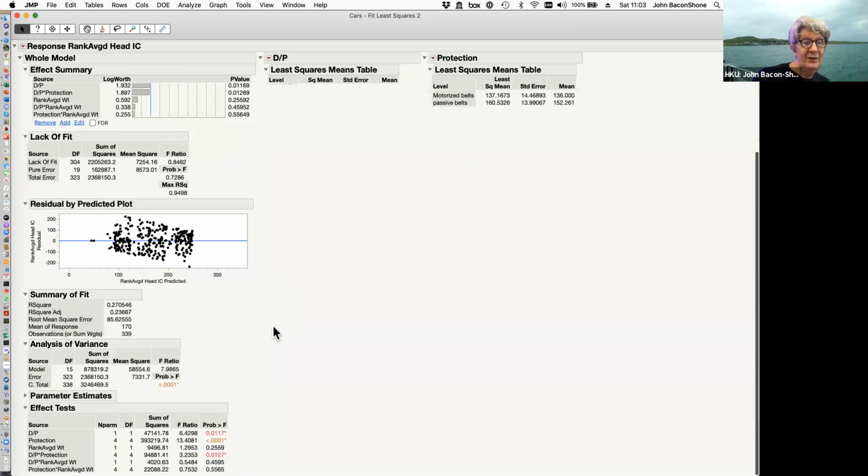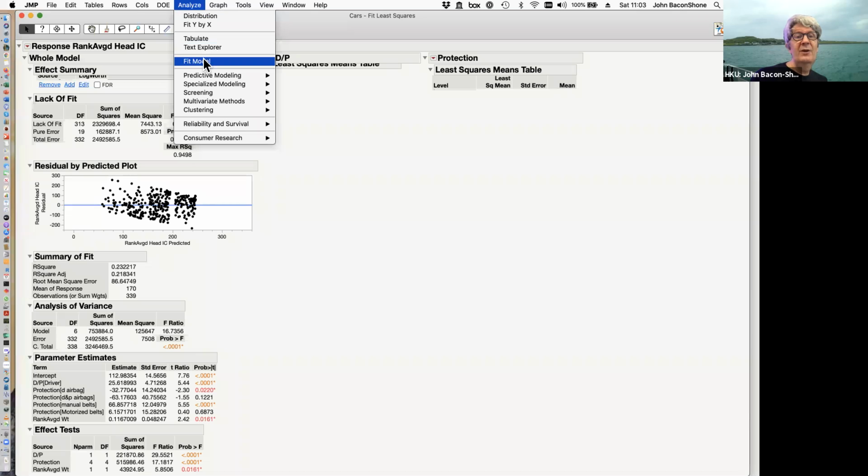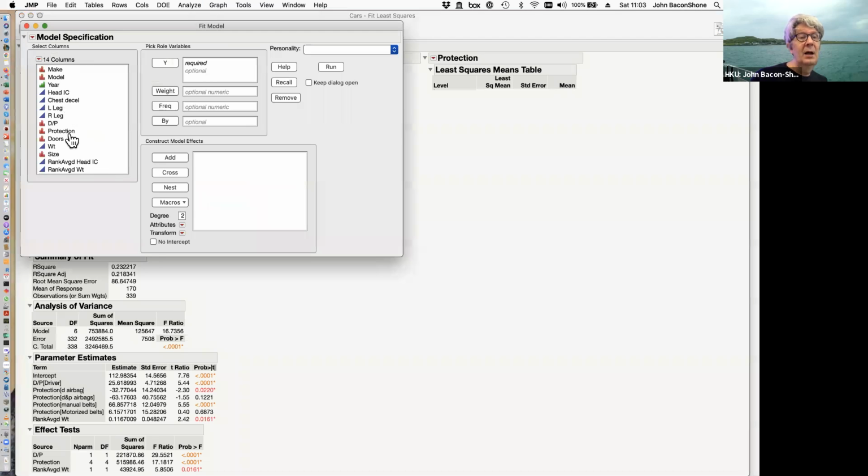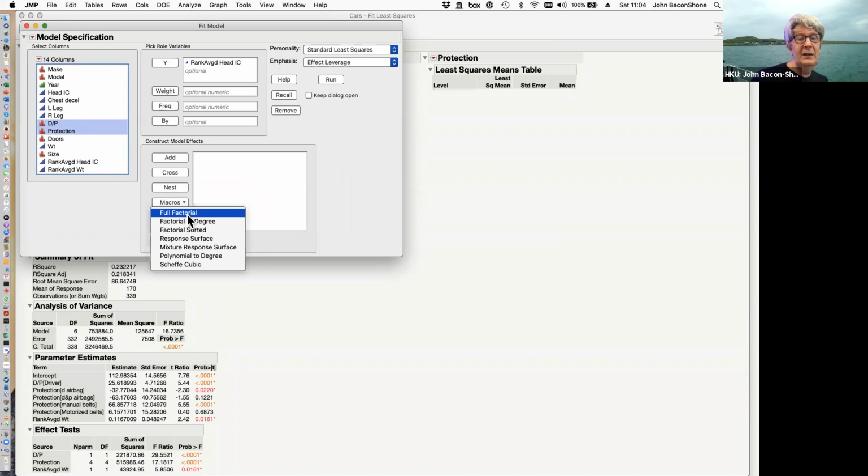So let's ignore the parameters for the moment and look at the effect tests. In fact, this suggests that the interactions with weight are not significant. So the only interaction that's significant is driver-passenger versus protection, which is the one we expect. So let's remove the other two interactions. So we're just going to put back our three variables: driver, passenger, protection, plus the interaction. And then we're going to add back the rank average weight as well.